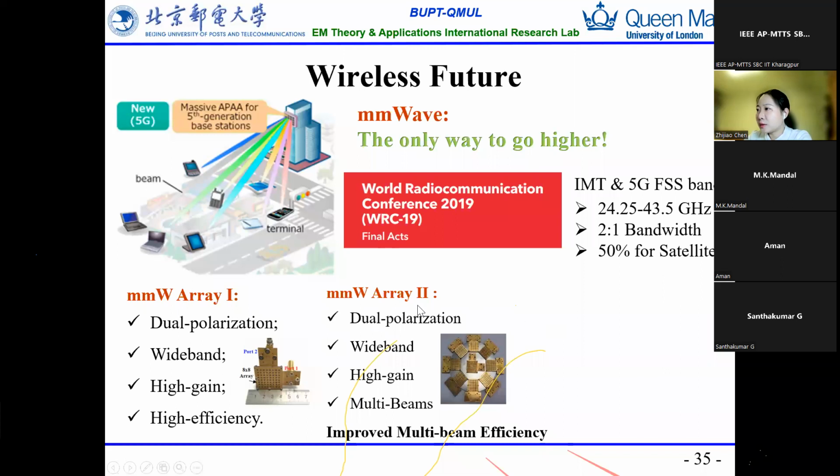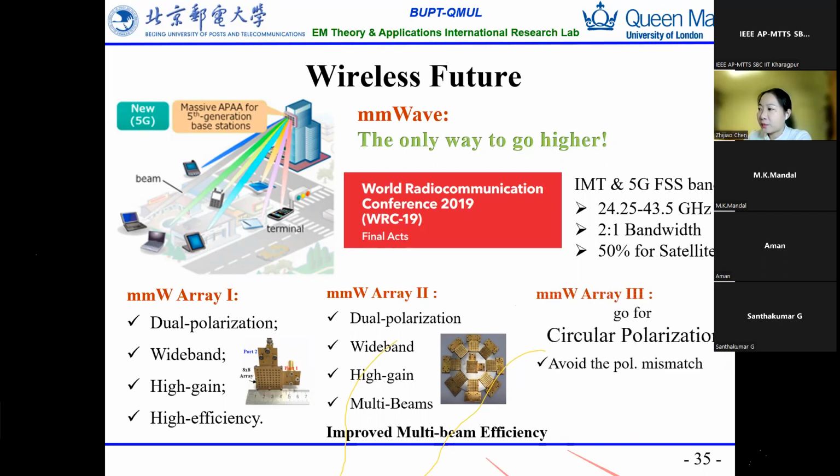And with these two designs, we are thinking about what our future is like. So I'm looking at the World Radiocommunication Conference in 2019. They proposed the IMT and 5G FSS band, which has a very large bandwidth that covers from 24 to 43 gigahertz. That means almost 2 to 1 bandwidth. And also within this band, 50% is designated for satellite. That means a CP antenna is required.